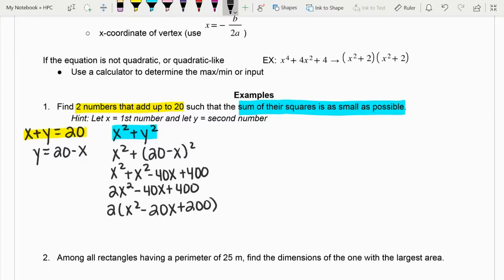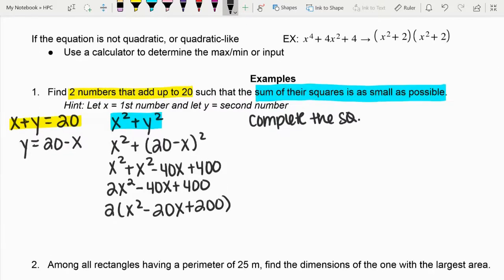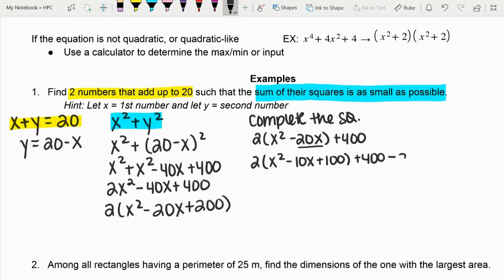Okay, then I'm going to want to complete the square to get this into vertex form. So I'm just going to write that up here. Complete the square. Okay, so to complete the square, I'm just going to rewrite this now. I have 2 times x squared minus 20x, and then on the outside, I'm going to have plus 400. So I am always going to divide my b term in half and then square it. So I'm going to have 2 times x squared minus 10x plus 100, and then plus 400 minus 200.